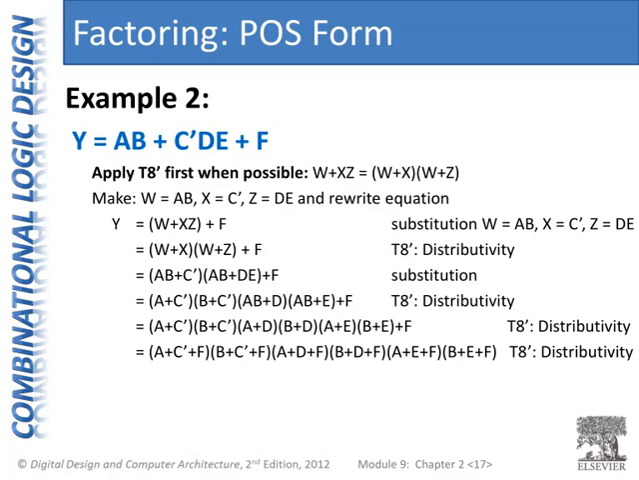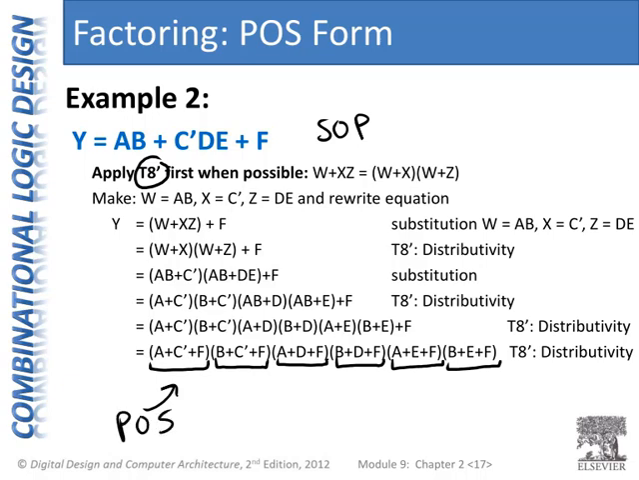And here it is typed out for convenience. Here we have those terms now in alphabetical order. Using factoring, using T8 prime, we have turned this minimized SOP form of the equation into a minimized POS form of the equation. And again, that process of going from SOP to POS using distributivity is called factoring.